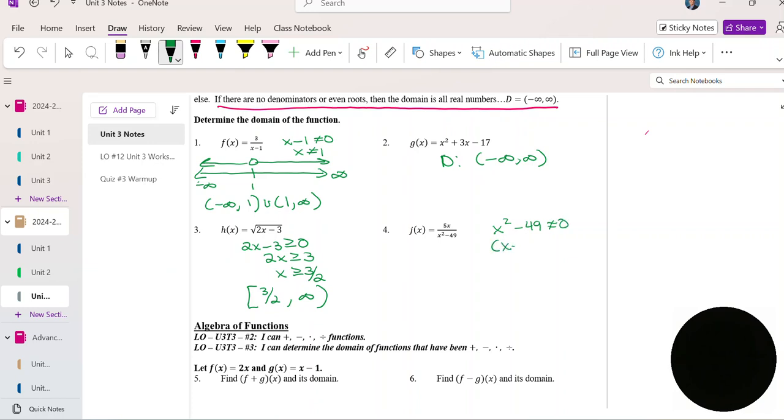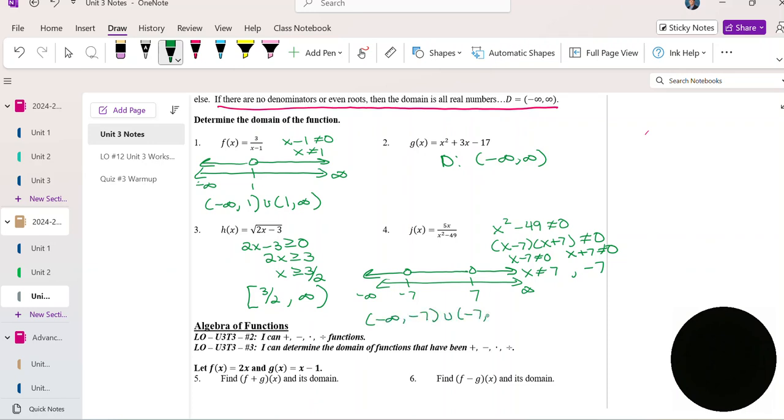For number 5, we know that x squared minus 49 cannot equal 0. Now when you factor this, you get x minus 7 times x plus 7 cannot equal 0. So you set them equal to 0, and notice that x cannot equal 7 or negative 7. If you look at this on a number line, here's negative 7, here's 7, here's negative infinity and positive infinity. It can't equal those two, but it can equal everything else. So when you write the interval, you say from negative infinity to negative 7, union negative 7 to 7, union 7 to infinity.